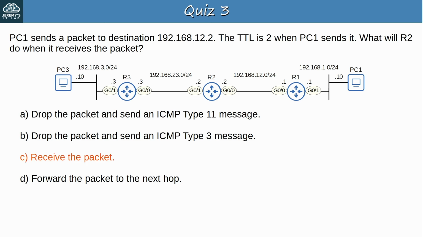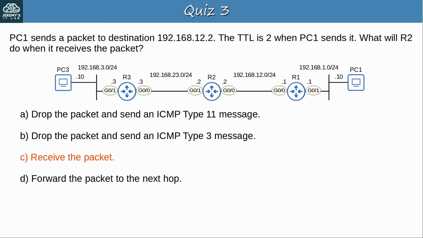Okay, the answer is C. R2 will receive the packet. When PC1 sends the packet, the TTL is 2. When R1 forwards it to R2, R1 will decrement the TTL to 1. If R2 had to forward the packet, it would not be able to, because that would result in a TTL of 0. However, in this case, the packet's destination is R2 itself. So, R2 can simply receive the packet. No need to decrement the TTL.